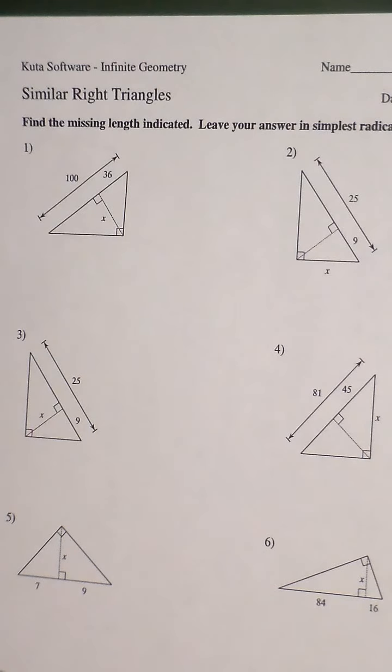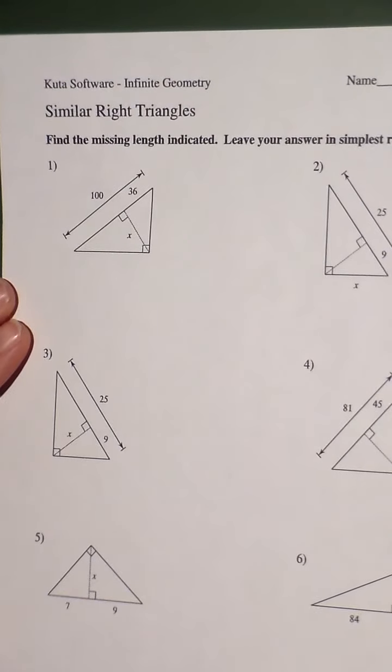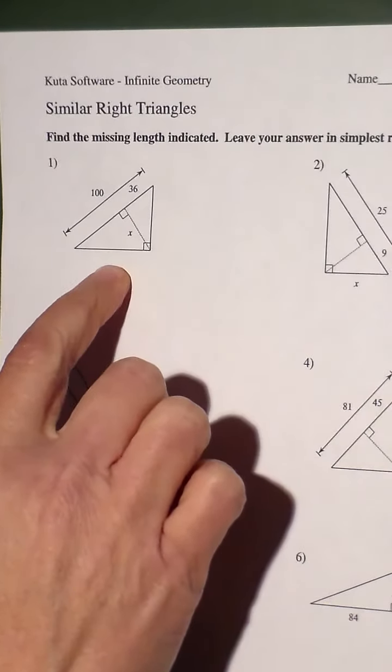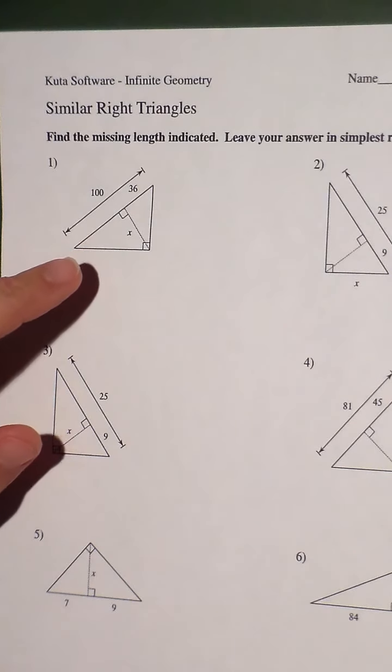So we were looking at geometric mean in the previous lesson, and now we're going to look at the worksheet that we started in class this morning, and we'll work on it again tomorrow in class. I think I only got through number 1 and number 2, so let's see what we can do here. We've got a right triangle.